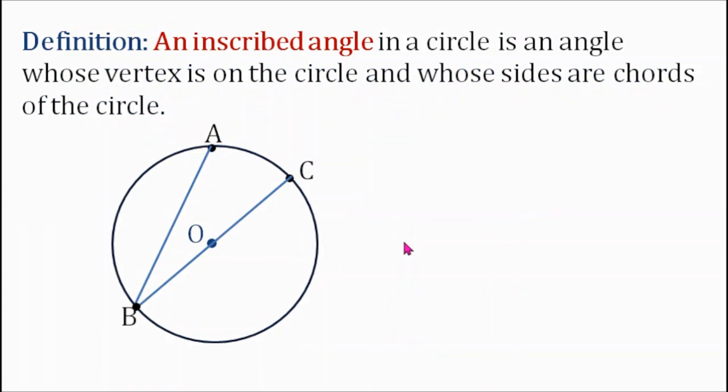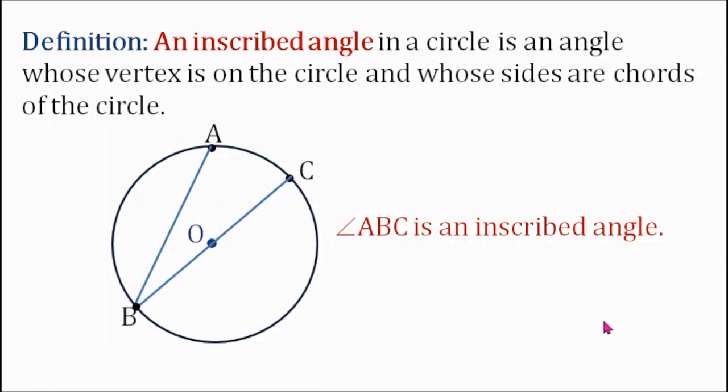First, we are going to define an inscribed angle. An inscribed angle in a circle is an angle whose vertex is on the circle and whose sides are chords of the circle. So in our illustration here, angle ABC is an inscribed angle.